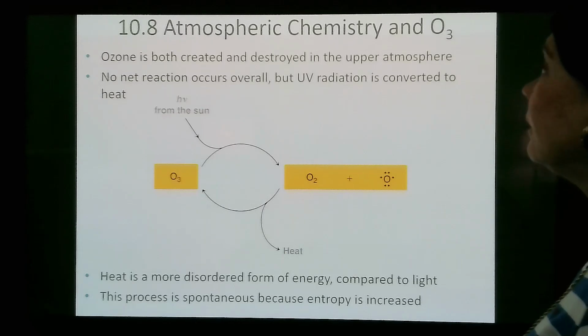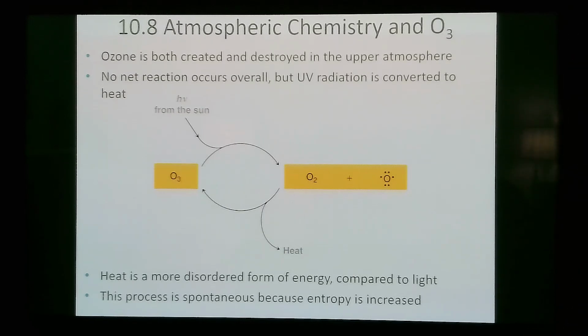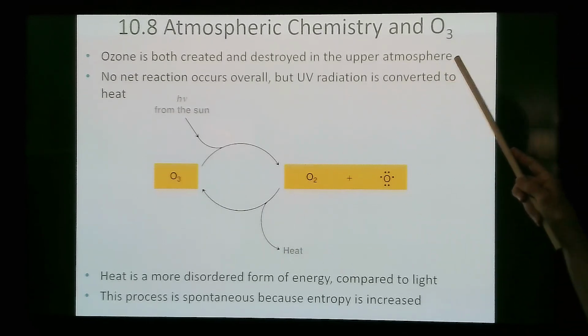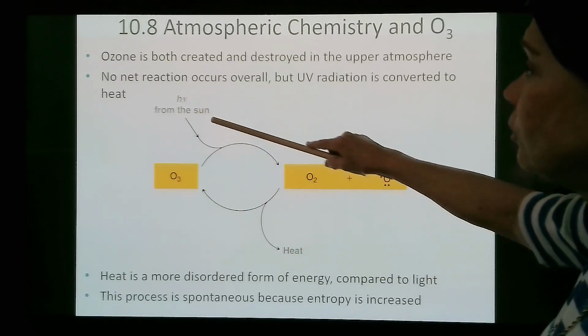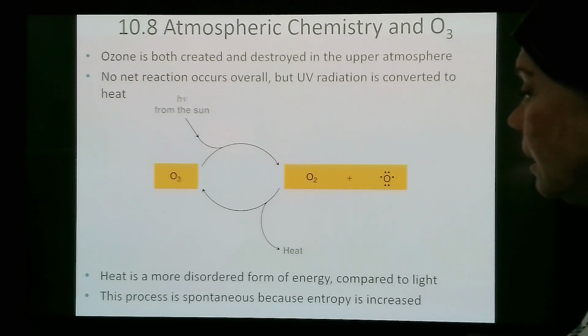Now, atmospheric chemistry and ozone. Ozone is created and destroyed in the upper atmosphere. No net reaction occurs overall, but the UV radiation from the sun is converted to heat.